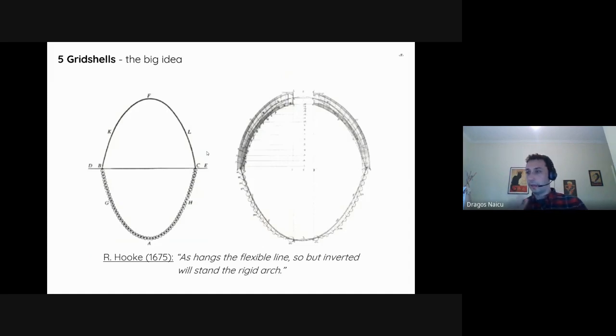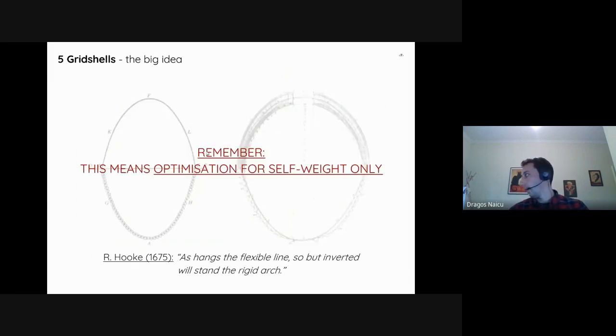In terms of that, the big idea for timber grid shell actually started in 1675 with Robert Hooke, who proclaimed that as hangs the flexible line, so but inverted will stand the rigid arch. So this is the famous catenary hanging chain methodology, where you hang a chain, you freeze the shape, flip it over, and it's an arching compression. But this is a very true principle, but it's only optimized for self weight only.